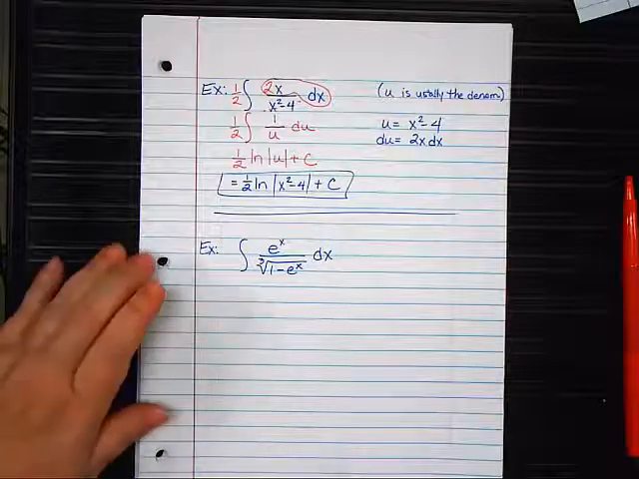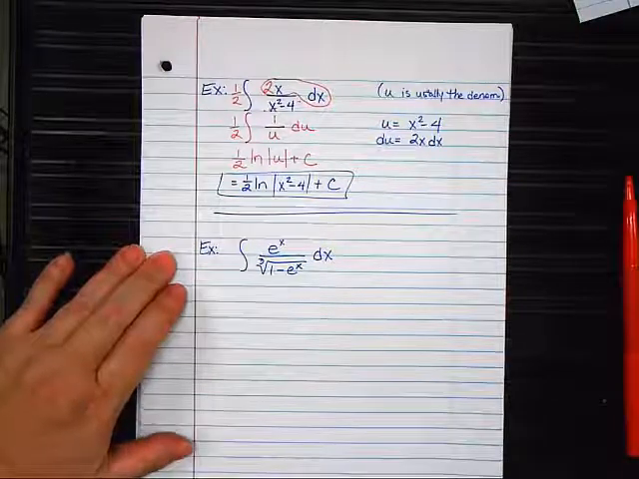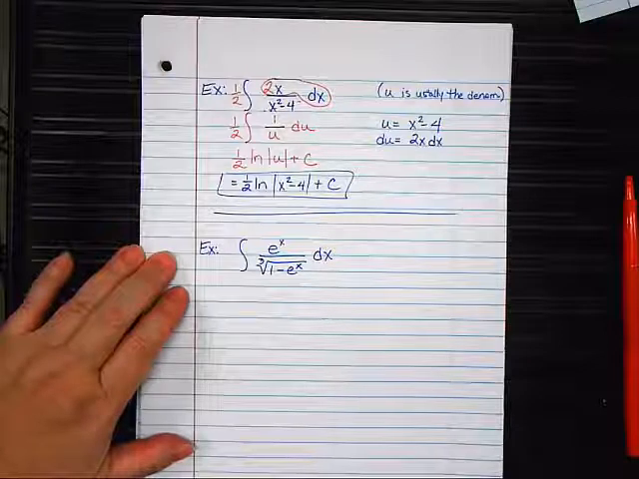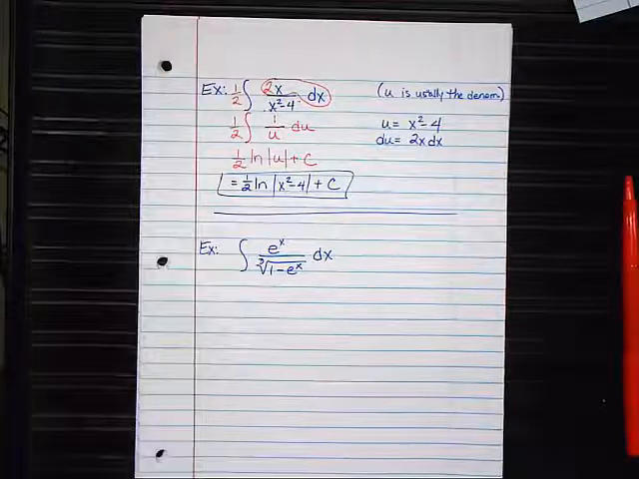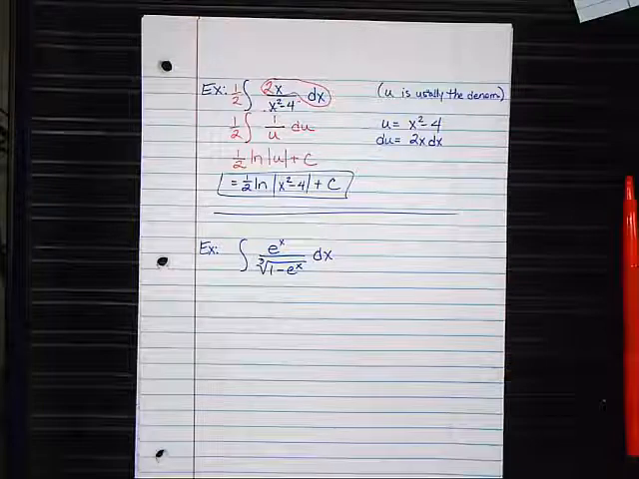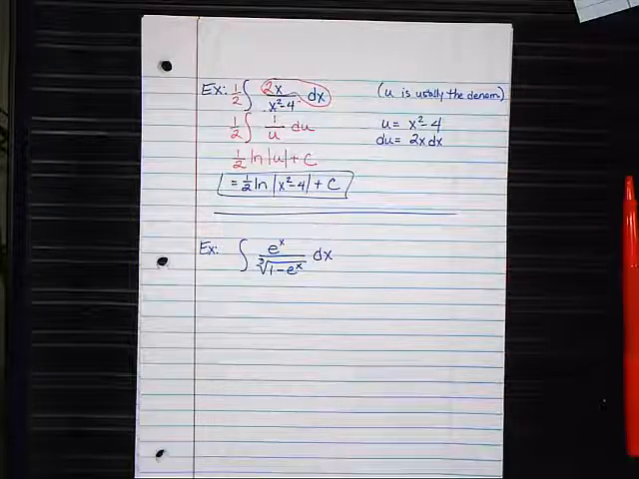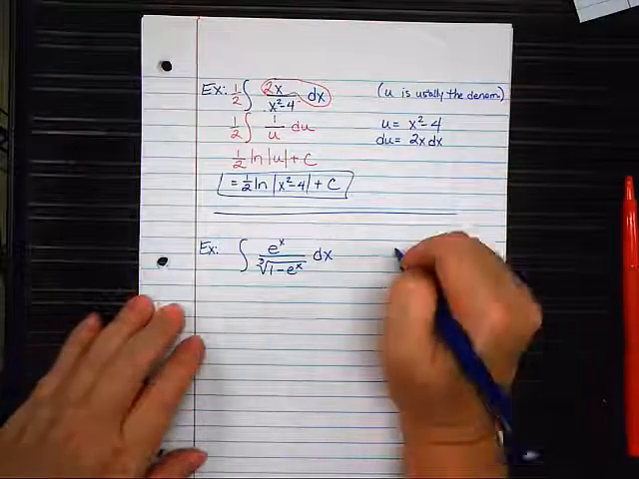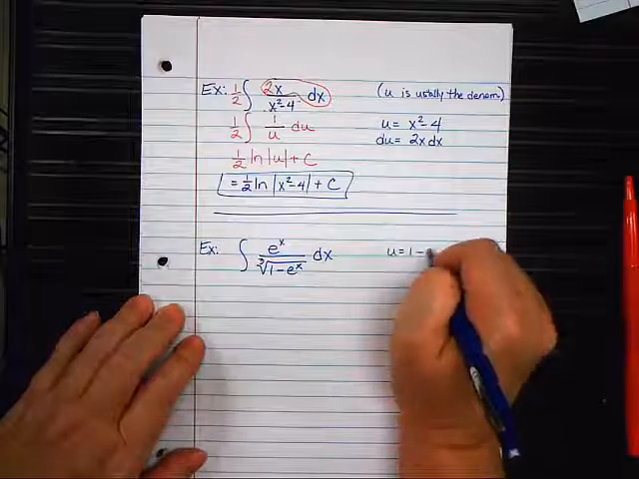All right. Now, does something look like it's inside of something else in this problem? Yes, the 1 minus e to the x does. And so that is u. u is 1 minus e to the x.